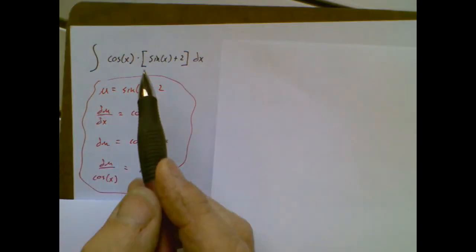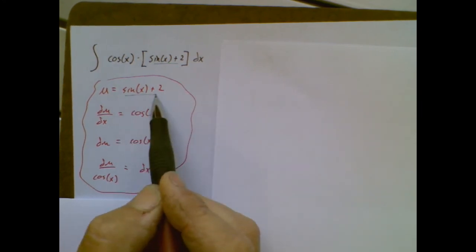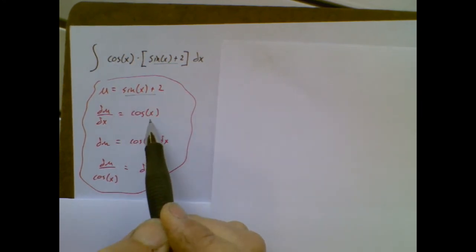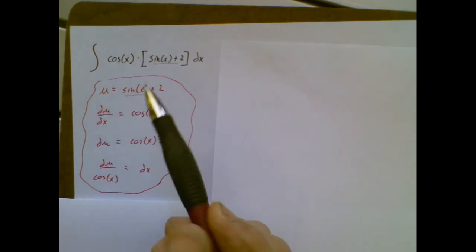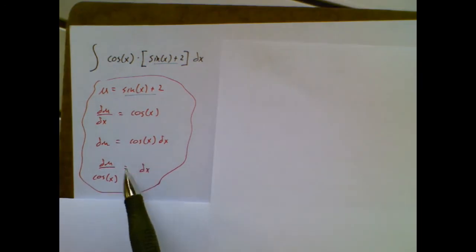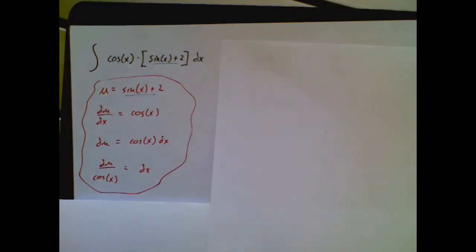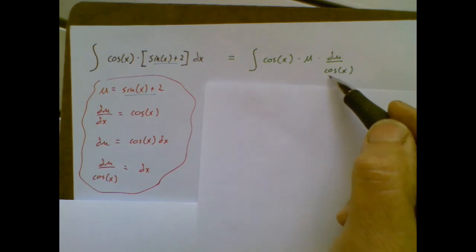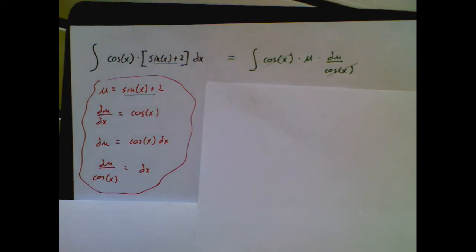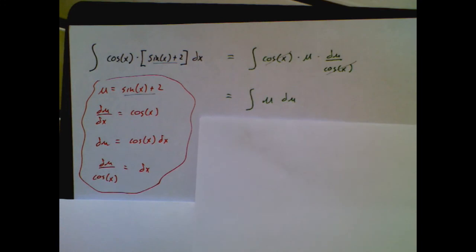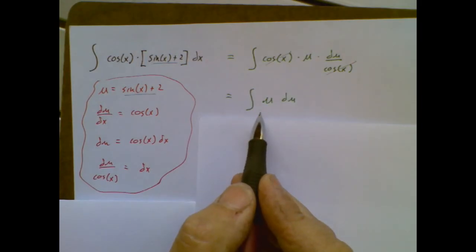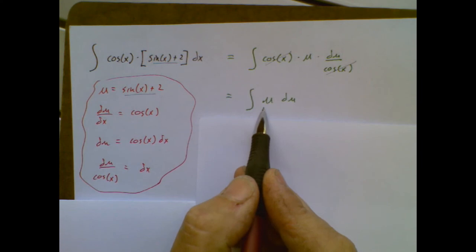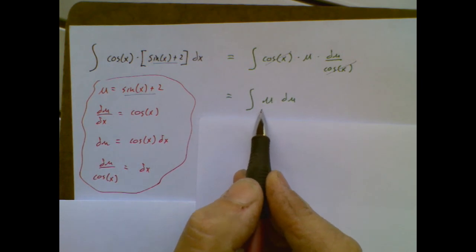So I chose sine of x plus 2 for my u because I know its derivative is cosine. Cosine is likely to cancel that out. I always have to verify because the algebra may not work out. Here is my substitution bubble. I start to substitute and I notice that I get the canceling that I was hoping for, which leaves me a very simple integral problem. Well, I can do that by hand easily.